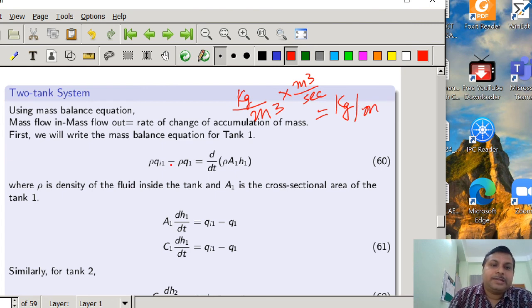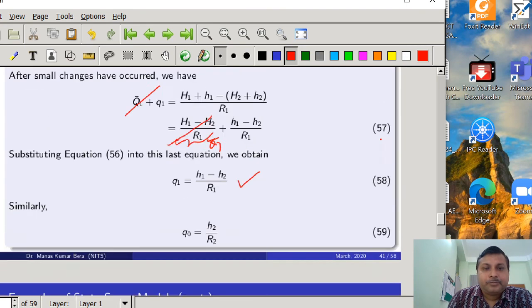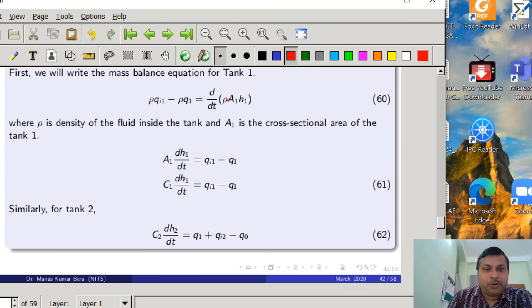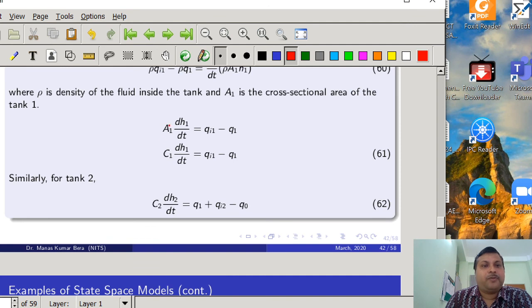Similarly, from tank 1 the outflow rate is rho into small q1, that will be equal to the rate of change of the accumulation of mass. How much mass is accumulated inside the tank? It is d dt of rho into V. V is the volume of the tank, represented by A1 into H1, where A1 is the cross-sectional area of the tank and H1 is the instantaneous height. Now rho is constant, so rho cancels out, and for tank 1 we get the differential equation A1 into dH1 by dt is equal to QI1 minus Q1.